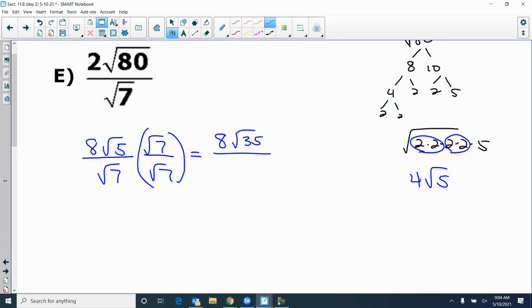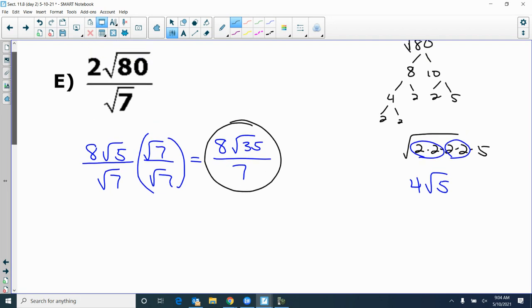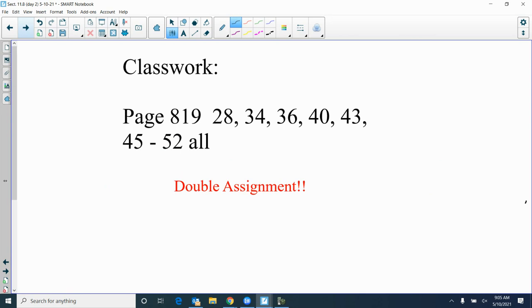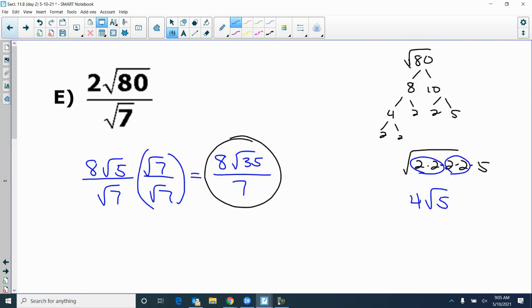You were right on the bottom. Square root of 7 times square root of 7 is just 7. 35, I'm going to tell you, doesn't simplify. You could do a factor tree on it, but since we already did the 80, it kind of took care of that. 8 and 7, they have nothing in common. So that means this is your final answer: 8 square root of 35 over 7. So if you simplify first, you can make things a little bit nicer.